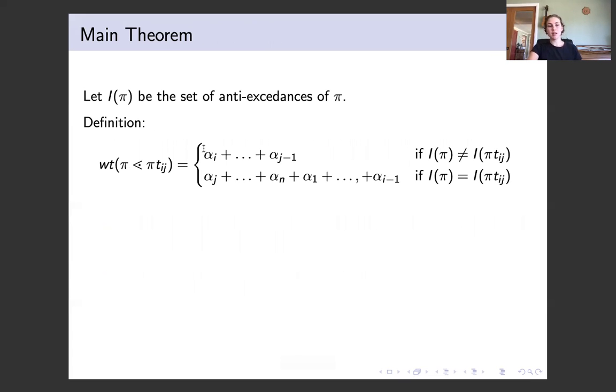So to get to our main theorem, we have to talk about this set of anti-exceedances, which we'll denote as I of pi. Then the weight of a covering is the same as it was before if this I of pi changes during this cover relation. And then we have this circular analog, or this wraparound weight, if the I of pi stays the same.